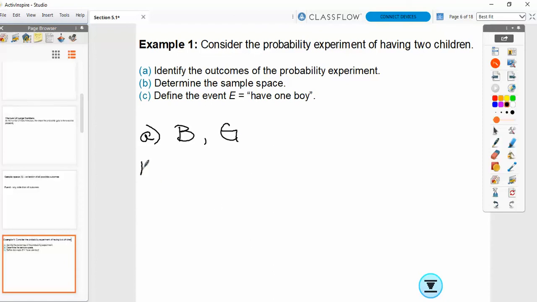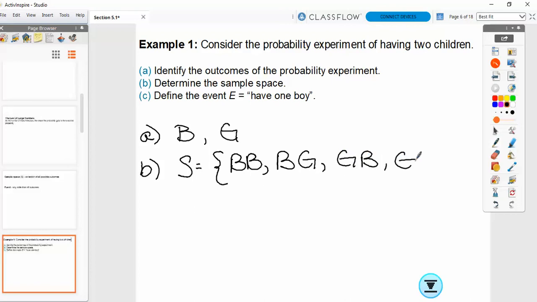So the sample space is every possible outcome when we have 2 children. It could be I have a boy and then another boy. Or we could have a boy first and then a girl next. Or a girl and then a boy, or 2 girls. So that's every combination I could get when we look at 2 children.